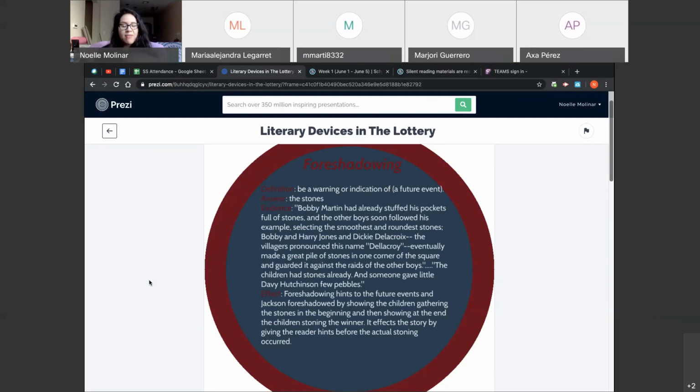So in this case, we have these different children where they're putting a bunch of stones in their pockets. That means they've taken time, they're looking for stones, they're being very selective. It's not just any stone, they want ones really smooth, really round. So there's a lot of action and intention in this foreshadowing. Oh, they also made a great pile. So unfortunately for the sacrifice, they're going to be hit with a lot of rocks, which sounds terrible, but whew.